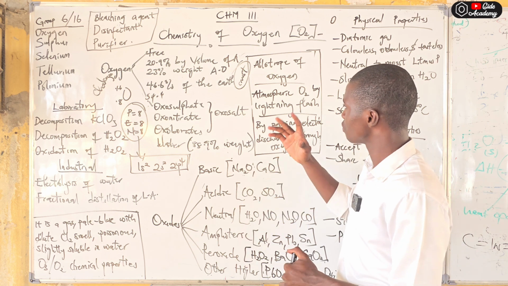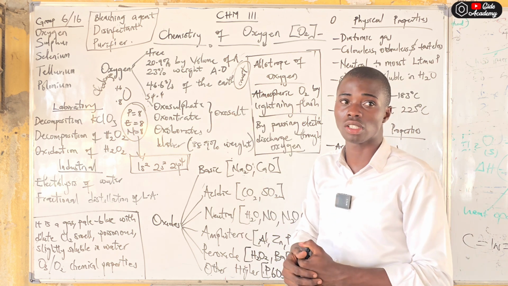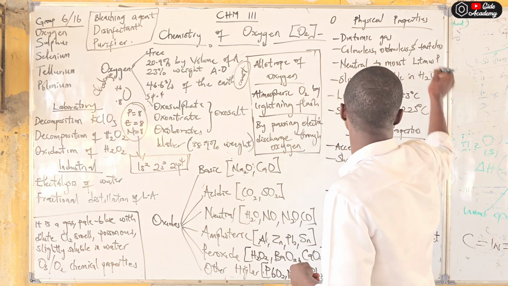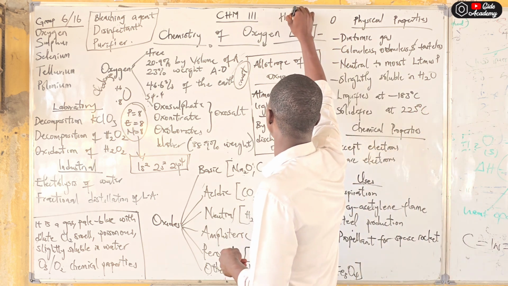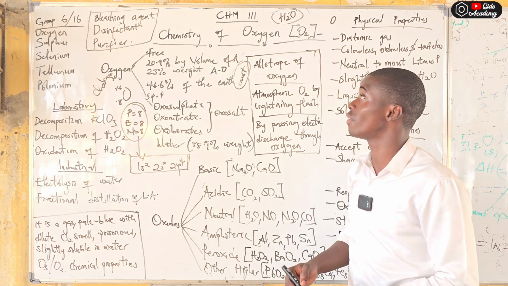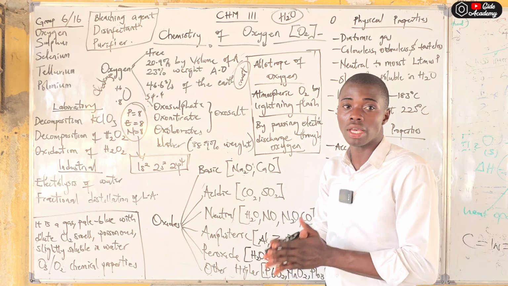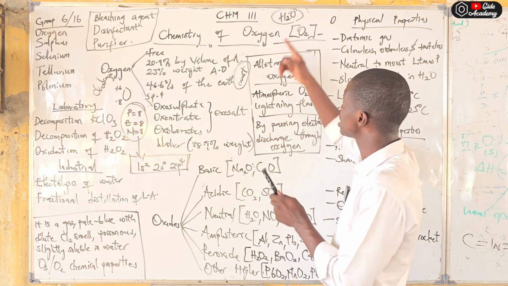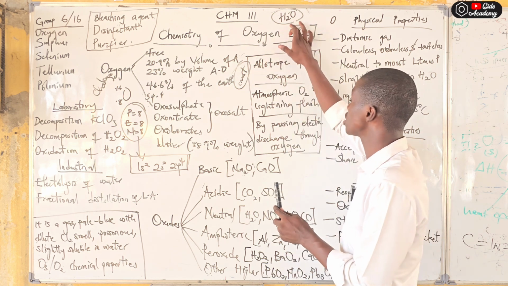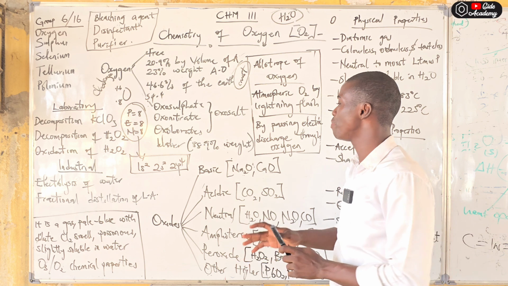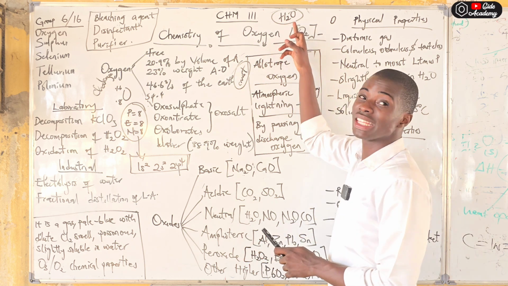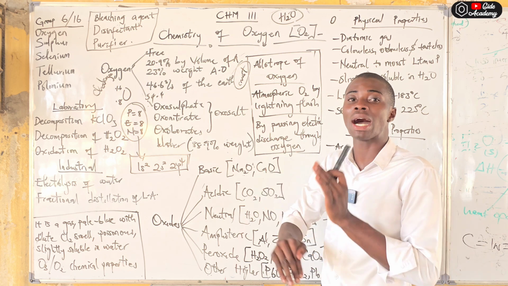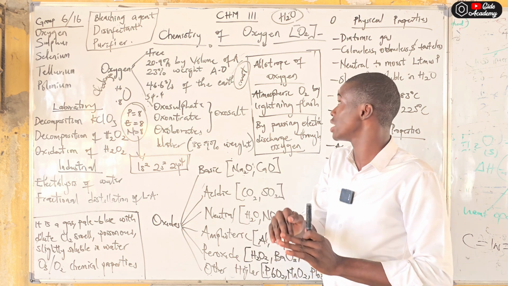What about the combined state of oxygen? For the combined form, oxygen actually occurs as water, that is H2O. And we already know that this H2O consists of hydrogen and oxygen only. The percentage of oxygen in water is 88.9%. That's to say, oxygen is even more abundant than hydrogen in water itself.